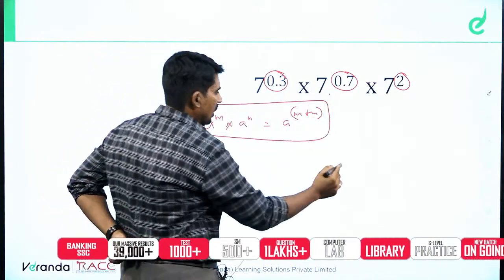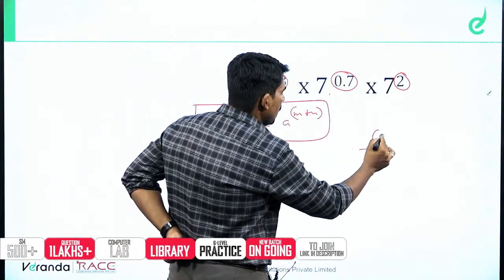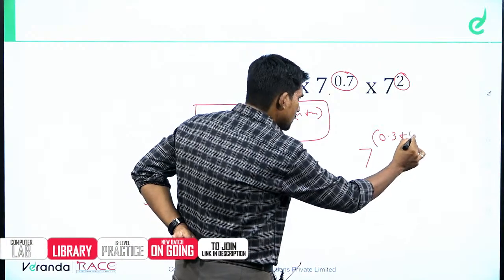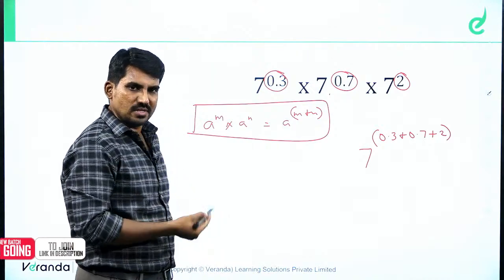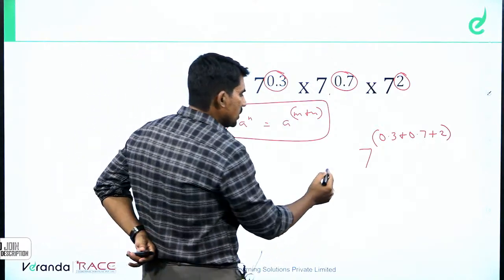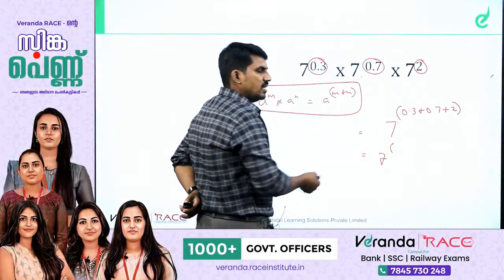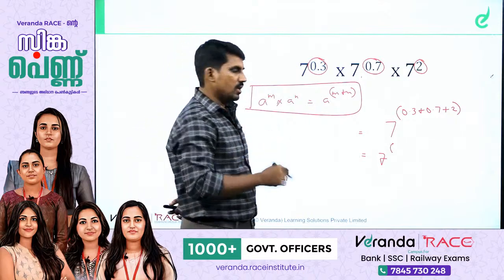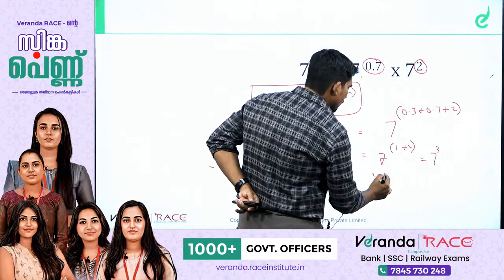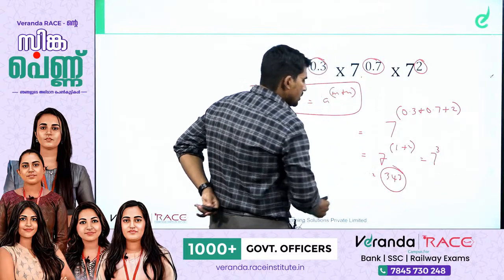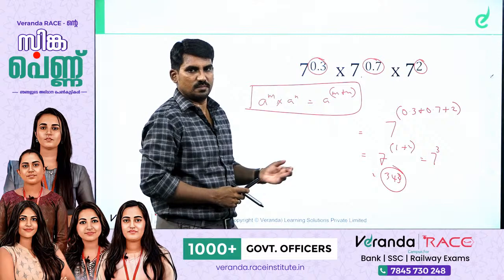Now base same, therefore we can write the base. Then everything is a product, therefore we can take 0.3 plus 0.7 plus 2. That's all. Therefore which is equal to 7 to the power 0.3 plus 0.7, what is the value? 1. Therefore 1 plus 2, which is equal to 7 cube, which is nothing but 343.